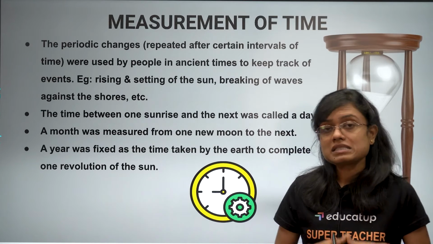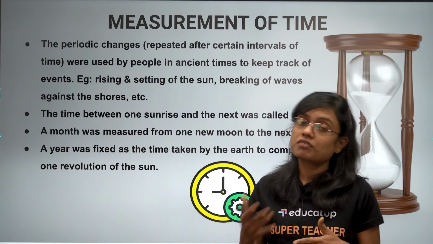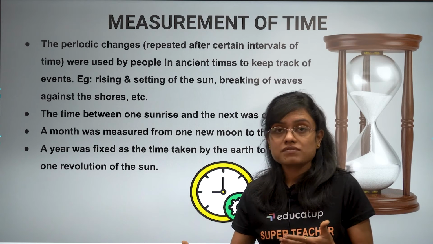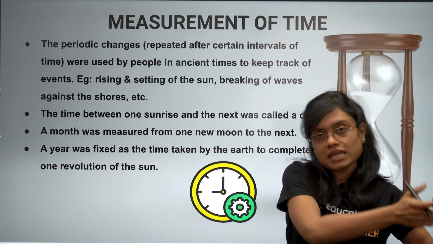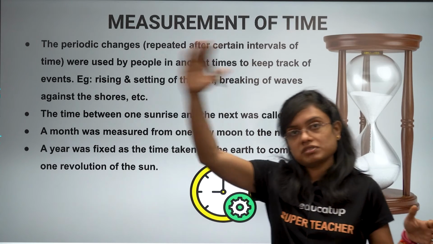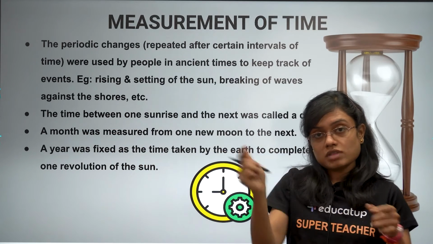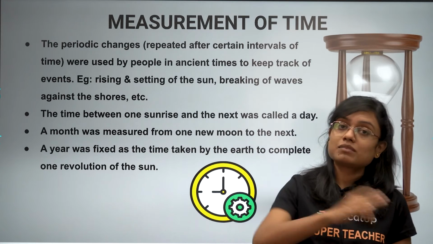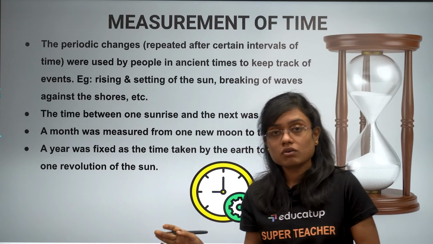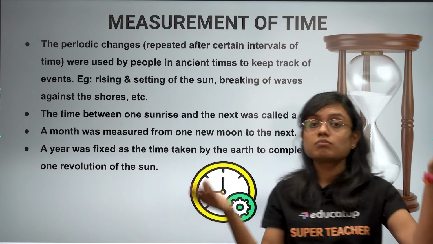Like for example, setting of the sun, rising of the sun, breaking of sea waves on the shore, because there is a certain pattern. A sea wave comes, it strikes the shore, it breaks down. Then after a few seconds, it comes again. So that few seconds measurement is done by looking at them. Setting of the sun means evening is over now, night is coming. Rising of the sun, morning is there.